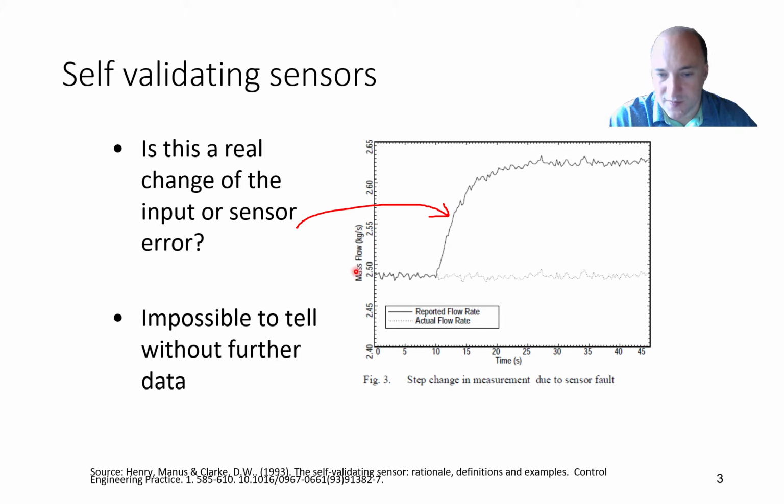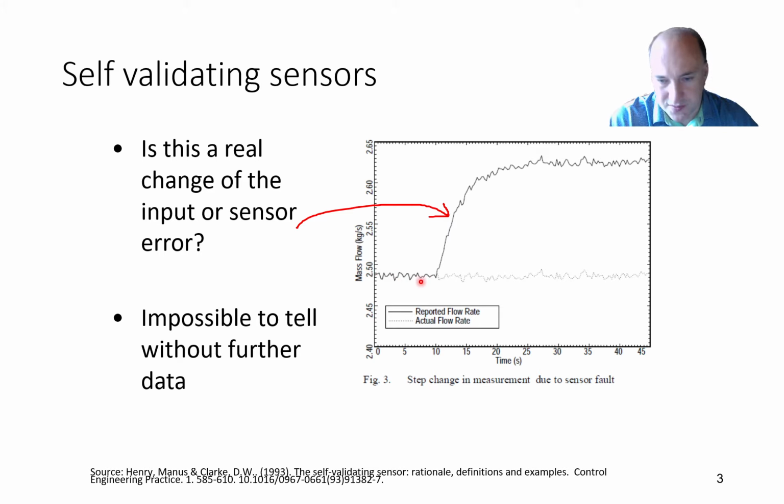This is some real data taken from a flow sensor. It's taken from this paper, and they have made an algorithm that allows you to tell if the change in the data is actually possible, or if this is an error in the sensor. So let's take a look here.